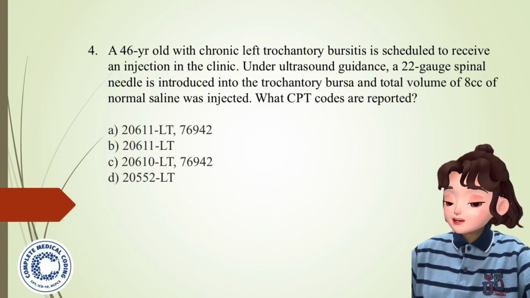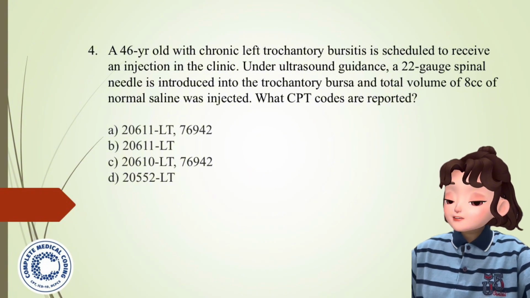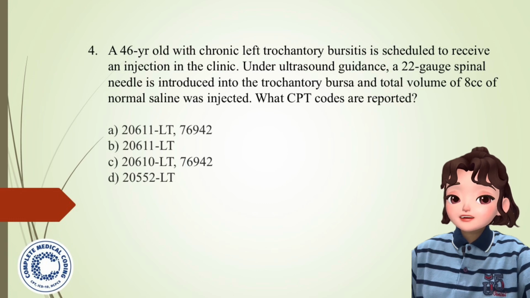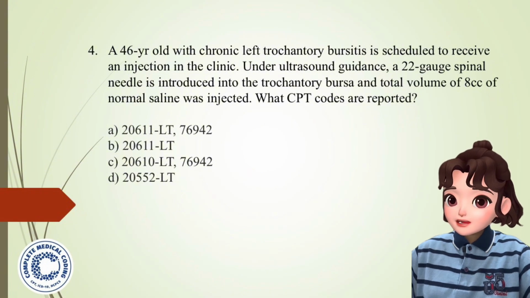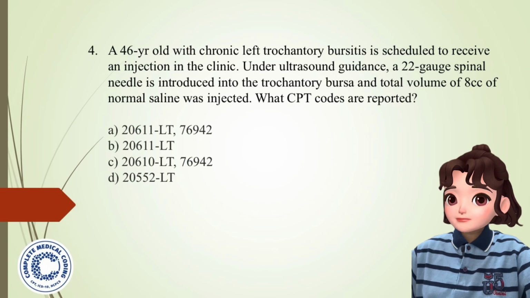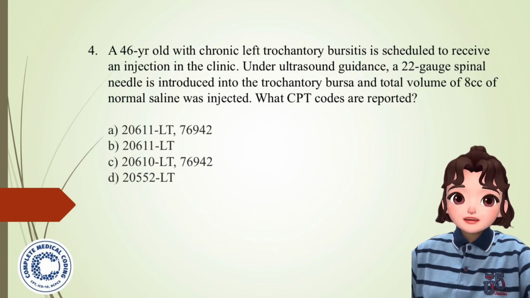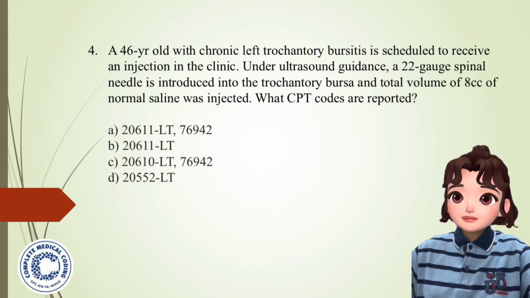Before that, there is 20610, right? Arthrocentesis, aspiration or injection, major joint or bursa. Example, shoulder, hip, knee, subacromial bursa. This is what we need exactly, okay? Without ultrasound guidance. So, 20610 is without ultrasound guidance. So, if you go to option C, 20610, the description is right, but in that description a slight change is there. It is without ultrasound guidance. So, they have mentioned the ultrasound CPT code 76942. Anyway, just hold it on.